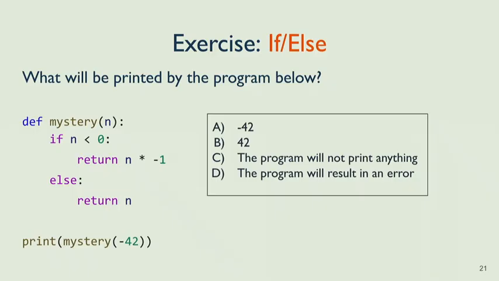We have the defined mystery. It has some sort of function. Python reads all this and says, anytime I see mystery, I'm going to run all this stuff. Then we print out whatever mystery gives us, inside mystery we put -42. With n now -42, if n is less than 0, is negative 42 less than 0? Yes. So we go in here, and then we return n times negative 1. What's negative 42 times negative 1? 42. It flips the negative to positive, or positive to negative, and then we print out 42.